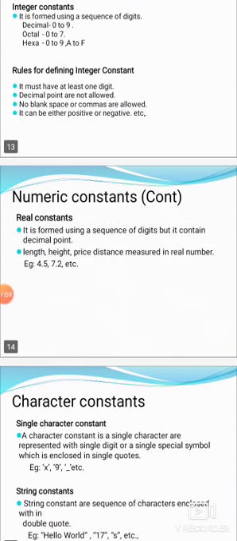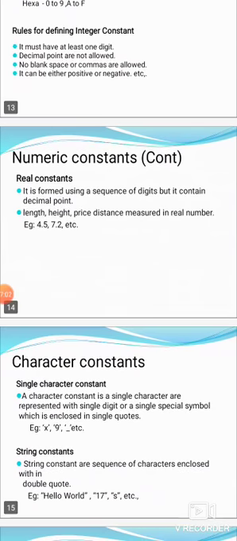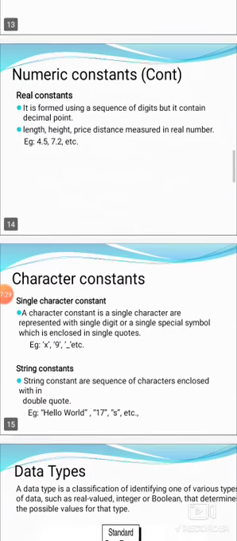A numeric constant, there is another type called a real constant. This real constant is formed using a sequence of digits, but it contains a decimal point, whereas an integer constant does not contain decimal points, whereas a numeric constant will allow the use of decimal points. Example, we can take length, height, price, distance. These are measured in real numbers. For example, 4.5, 7.2. These are the numeric constants.